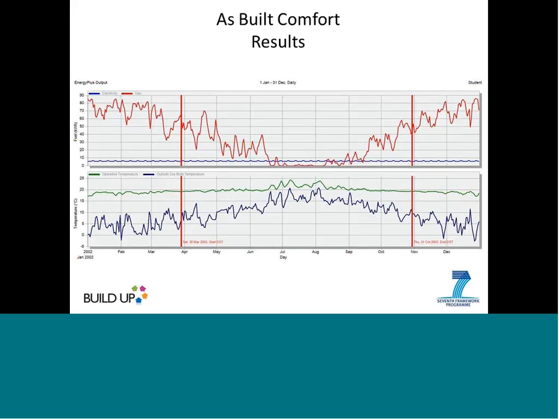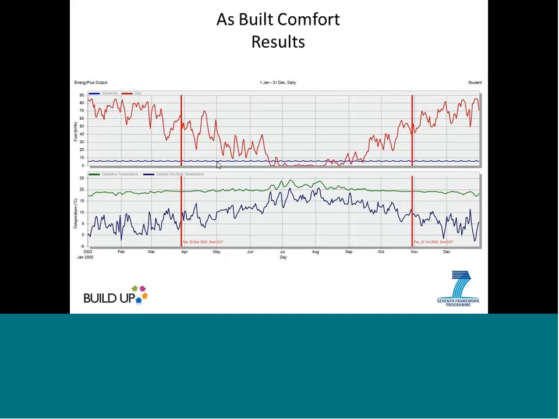So just looking at some results, you can see here, this is the as-built comfort results. So this is what would have been seen if we simulated the building as it was constructed. This being temperature down here, internally and externally, and this being energy use in terms of gas usage and electrical usage here.